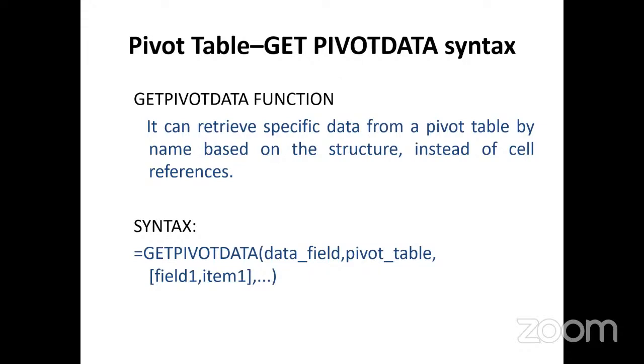A cell has a particular reference. What do I mean by that? The location of a cell can be found out by using a particular reference. Suppose a cell is located in A1, so in row number 1, column A, that is the location of the cell. So instead of using the cell references, we can retrieve specific data from the pivot table by name only. So this is the function of the GETPIVOTDATA function.